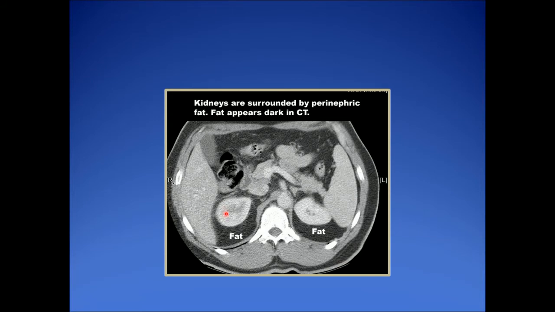So again, here is the right kidney, the liver on the right side, the spleen on the left side. Just above this vertebral body will be the aorta, the abdominal aorta, and slightly to the right is the IVC, the inferior vena cava.